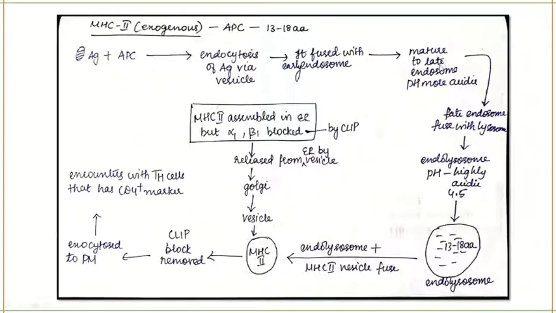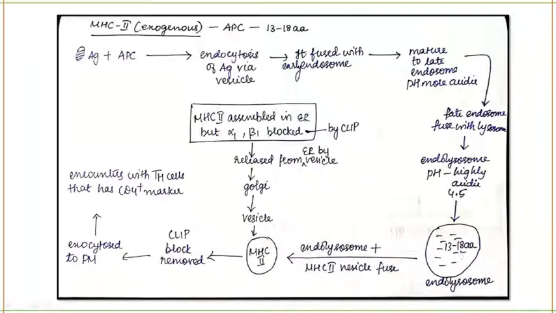It will mature to a late endosome where the pH will be more acidic. After this, the endosome will fuse with the lysosome. You know, the lysosome will have different kinds of hydrolytic enzymes. In the lysosome, the antigen will be broken down into smaller fragments of 13 to 18 amino acids in the endolysosome complex.